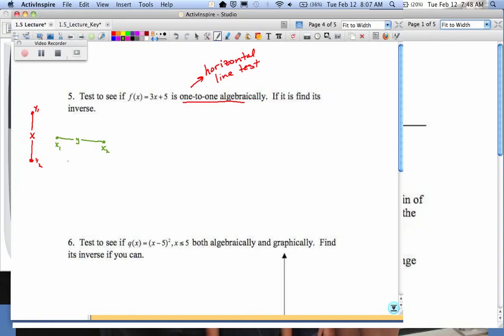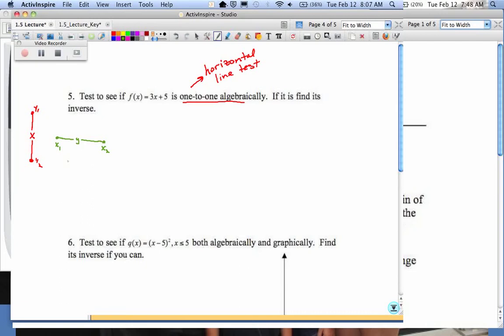Okay? So the horizontal line test is testing for every y, do I have one or do I have two x's? For every y, is there one or two x's? If there are two x's, what's going to happen when I find the inverse function? Well, it wouldn't be an inverse because there would be two y's for the one x. So that's the idea. It's kind of weird, it's kind of backwards.